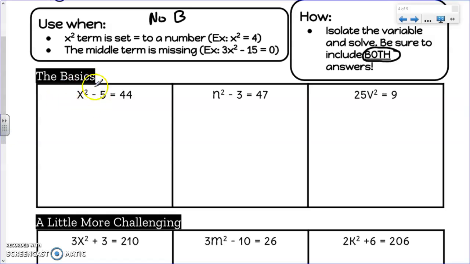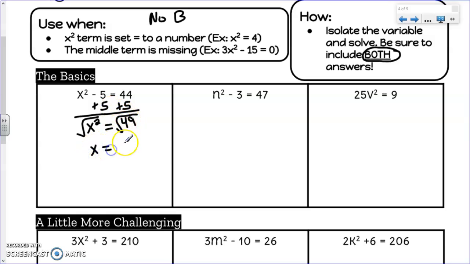So in this first one, if I'm going to isolate the variable, I'm going to add 5 to each side. I get x squared equals 49. So what undoes a square? The square root. So I'm going to take the square root of both sides because whatever you do to one side of the equation, you have to do to the other.